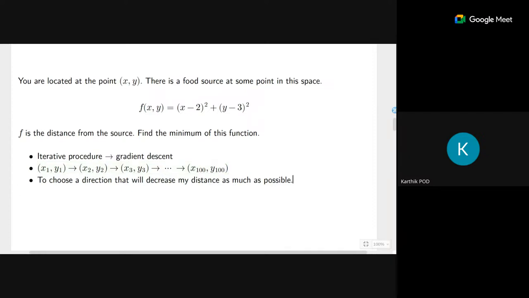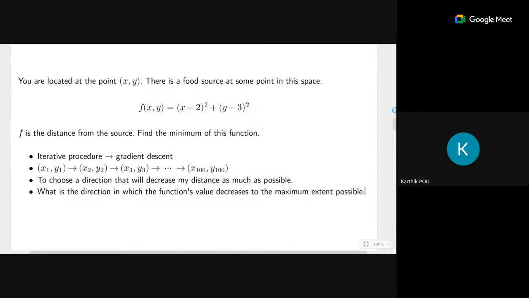So in every time step, when you want to move from point 1 to point 2, it will be great if you can choose a direction where your distance will decrease as much as possible. So is this intuition clear to you all? Yes. Okay, so therefore the question we are framing, in terms of calculus, is: what is the direction in which the function's value decreases to the maximum extent possible?